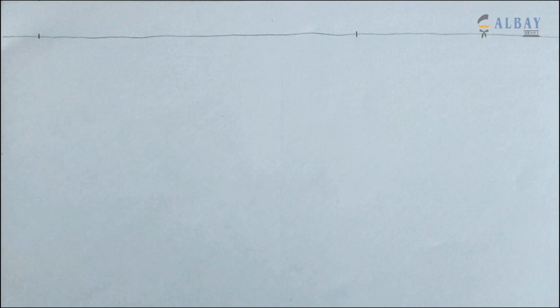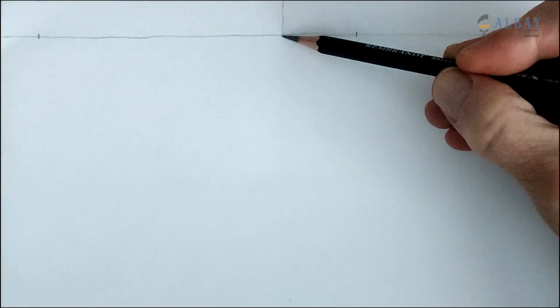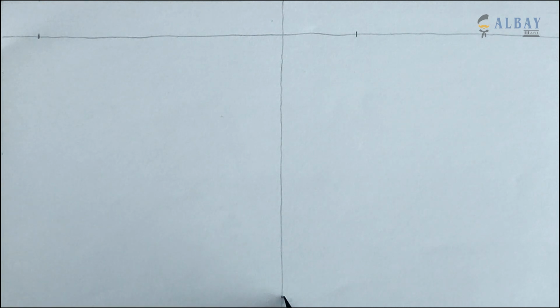Okay, so those are the two vanishing points that we're going to use in this drawing. Where's the third one going to be? Okay, the third one will be right here. The third vanishing point should always be between the other two vanishing points, but either above or below them, just as you see on the screen.